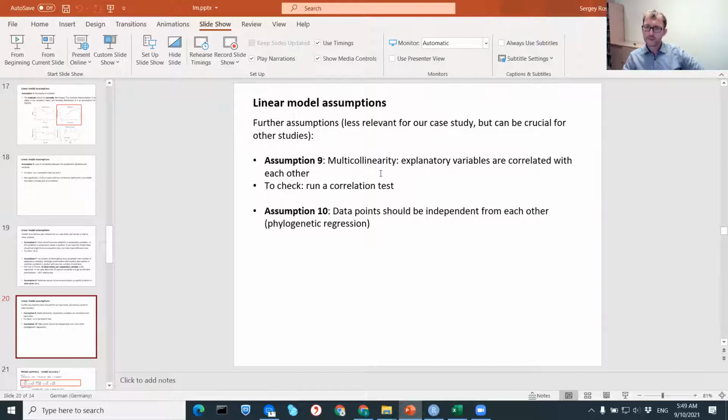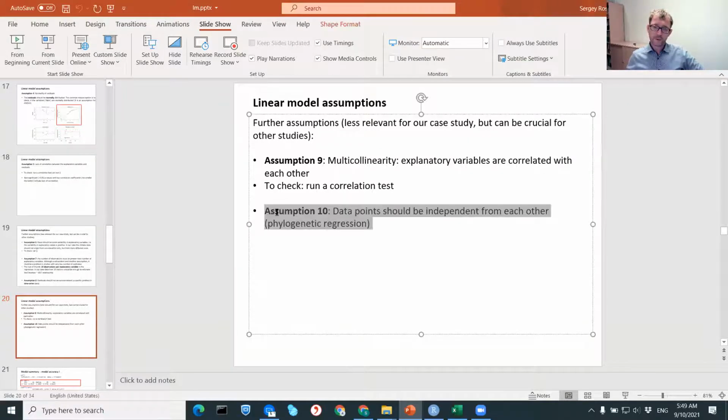Multicollinearity. So basically, the explanatory variables should not be correlated strongly with each other. So here you can simply run a correlation test, for example, this correlation matrix I just showed you. And probably for those of you who are dealing with very large data sets, which include a large number of different species, you also need to consider the phylogenetic relationships of those species.